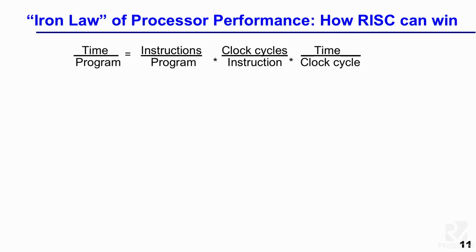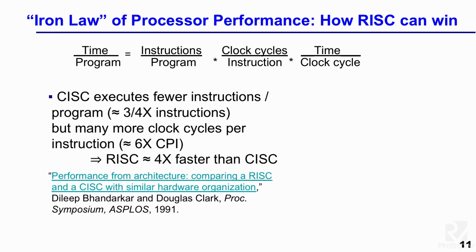At the time, we had a hard time explaining how these simple instructions could beat these complicated ones, because you didn't have to execute as many, and this formula basically explained it by breaking out time into instructions per program, CPI, and speed of the clock cycles. And basically, DEC engineers, to their credit, later published a paper that said, well, it's fewer instructions per program, say 3/4, but it's a lot higher CPI, so it ends up about a factor of 4 better.